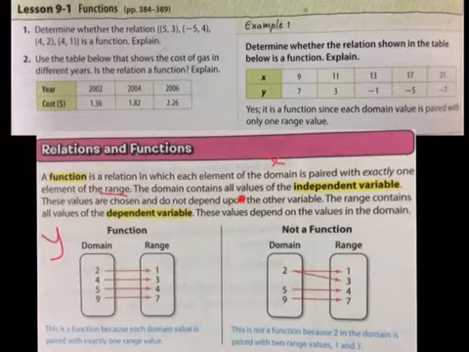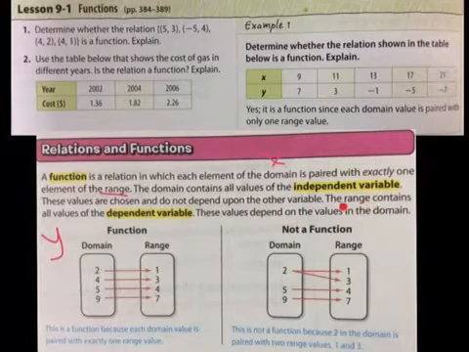The domain contains all values of the independent variable. These are variables. When they're independent, we choose these variables. Are we choosing apples, oranges? Are we choosing time? What is it that we're choosing to measure? These values are chosen and do not depend upon the other variable.